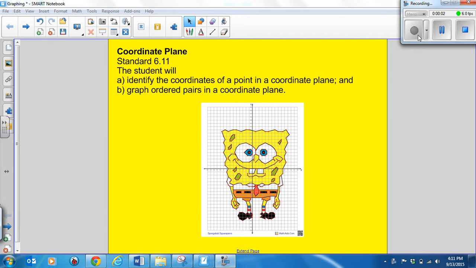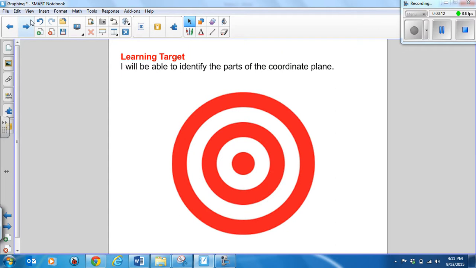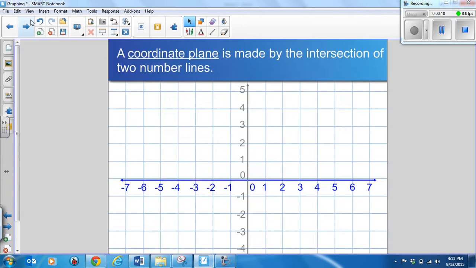Welcome to the video on the coordinate plane, standard 6.11. The student will identify the coordinates of a point in a coordinate plane. Your first learning target for today is: I will be able to identify the parts of the coordinate plane.